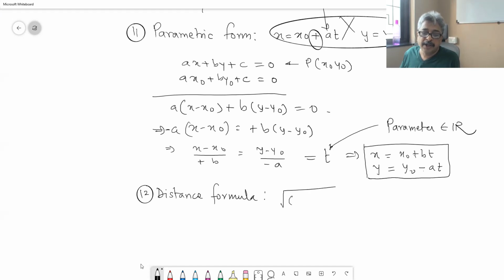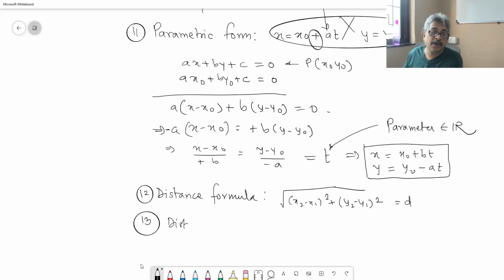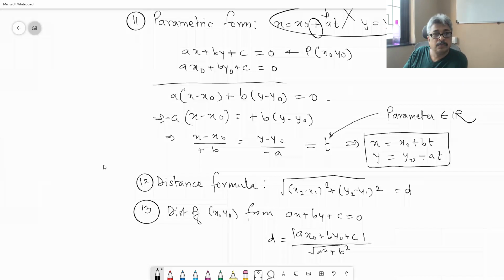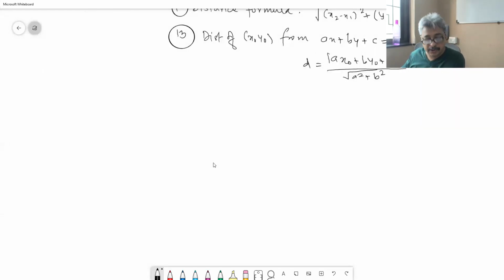Distance between two points is radical of (x2 minus x1) bracket square plus (y2 minus y1) bracket square. Distance of (x naught, y naught) from ax plus by plus c is equal to 0, which is d is equal to absolute value of a x naught plus b y naught plus c divided by radical a square plus b square. We have developed these equations in class.